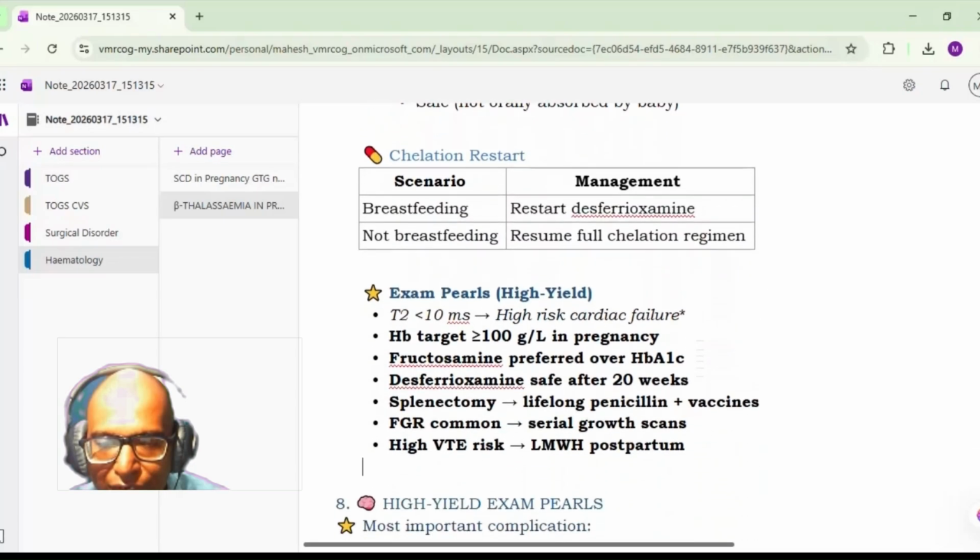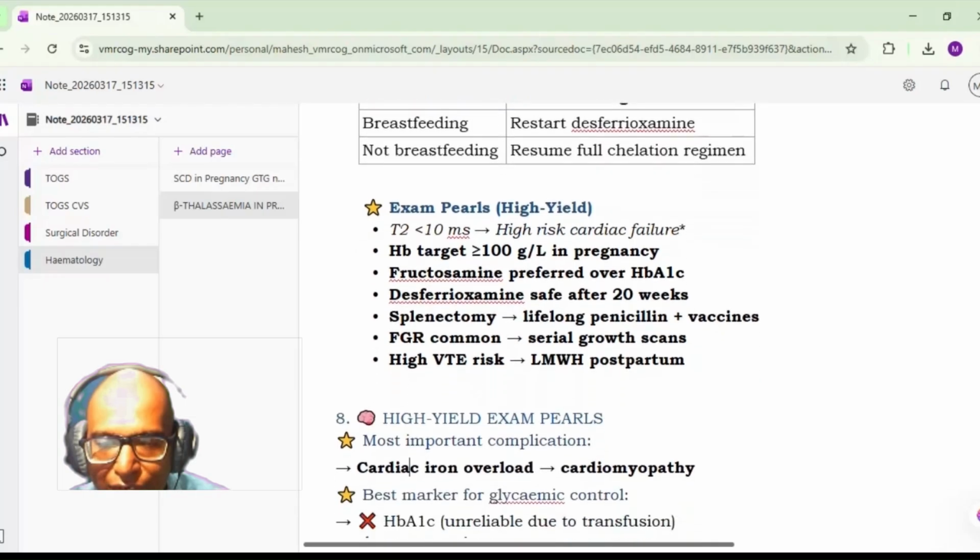So we will have the recap. T2 less than 10 milliseconds, that is the high risk for the cardiac failure. HB target should be 10 or more gram per deciliter in the pregnancy. Fructosamine is preferred over HbA1c. Desferrioxamine is safe after 20 weeks of gestation. Splenectomy, patient will require lifelong penicillin plus vaccine. FGR is common, so serial growth scan will be required. High risk of venous thromboembolism, so LMWH will be required postpartum.